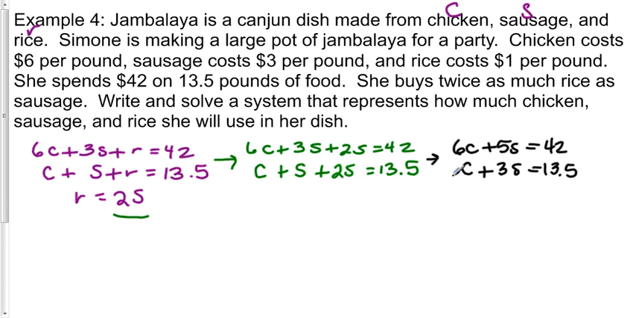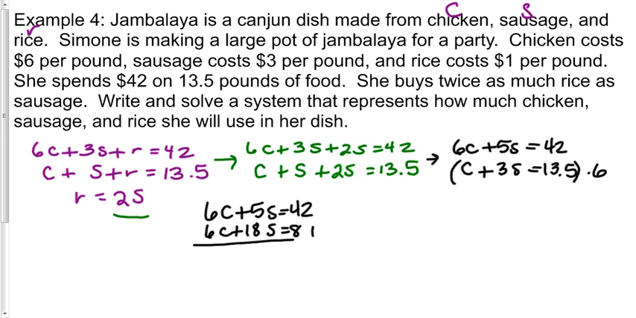Okay, so looking at this system, you could use elimination or substitution. I'm going to use elimination, and I'm going to cancel out the C's. So I'm going to multiply the second equation by 6, and I'm going to rewrite it down here in this area. So the top equation is 6C plus 5S equals 42. Now the second equation, I'm going to multiply everything by 6, so I get 6C plus 18S equals 81.